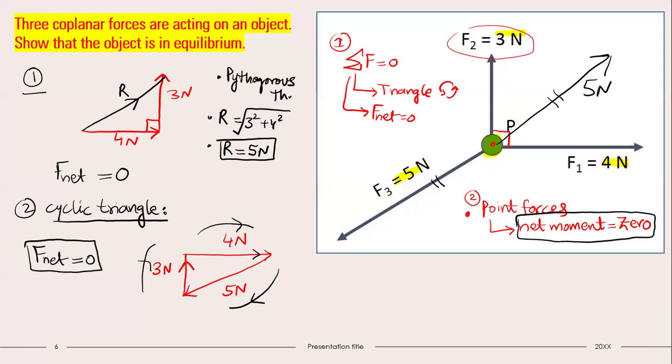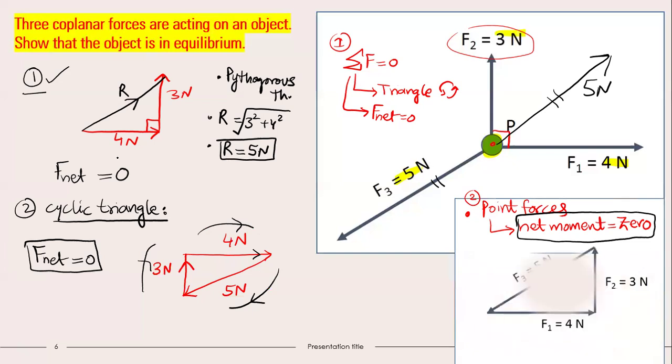Firstly, the forces are point forces, so no net moment. And secondly, through the cyclic triangle, or the vector triangle method, we proved that the resultant force is zero. So here you go. This is the way to prove it.